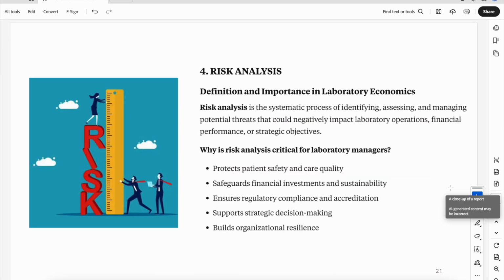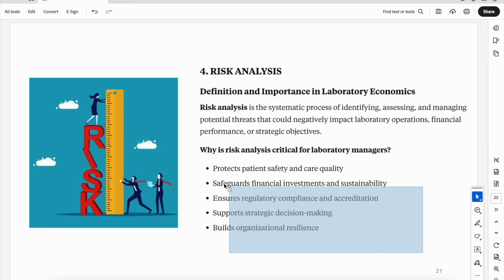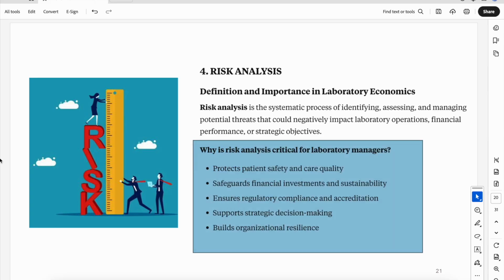Risk analysis. Risk management is perhaps one of the most critical aspects of laboratory economics that is often overlooked until problems occur. Let me explain why risk analysis should be at the forefront of your financial planning. Risk analysis is the systematic process of identifying, assessing, and managing potential threats that could negatively impact laboratory operations, financial performance, or strategic objectives. Why is risk analysis so critical for laboratory managers?